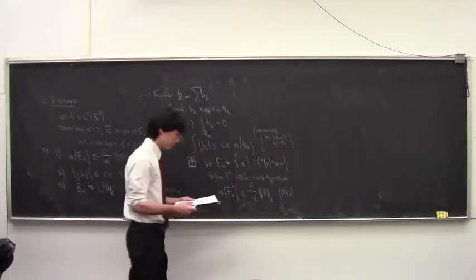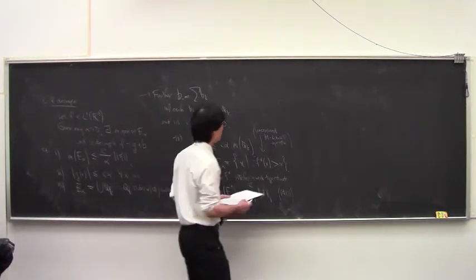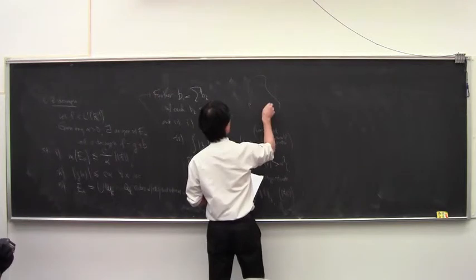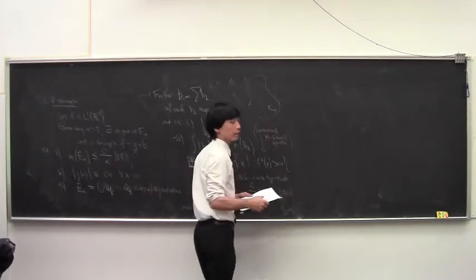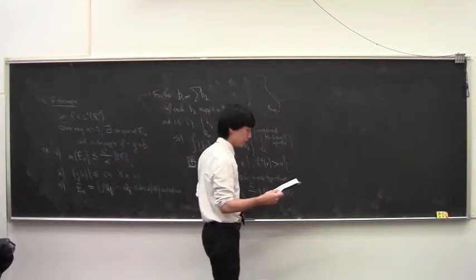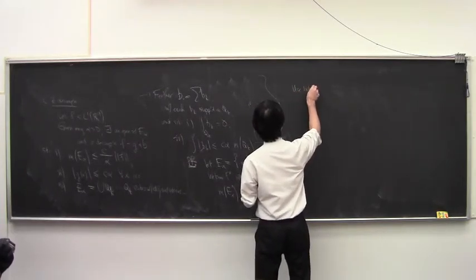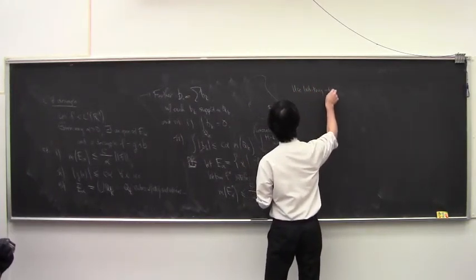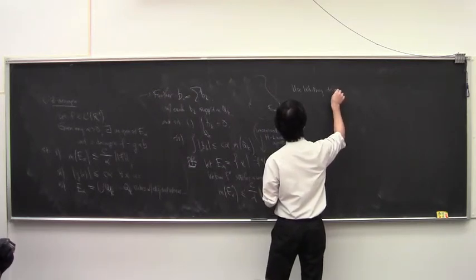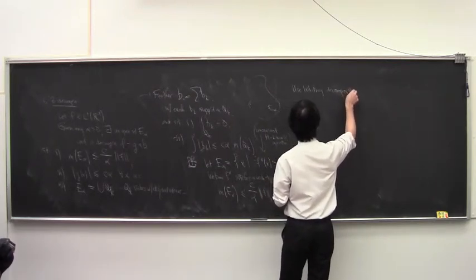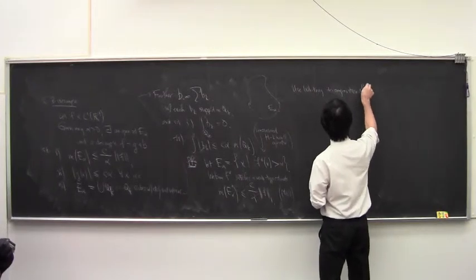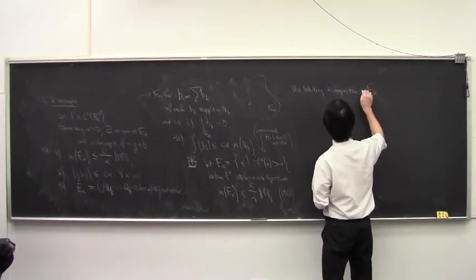Part one is proved. Okay. So we have this E alpha. It's an open set, and you do the Whitney decomposition on it. So use the Whitney decomposition on E alpha.